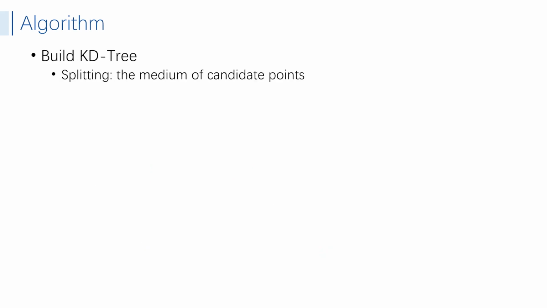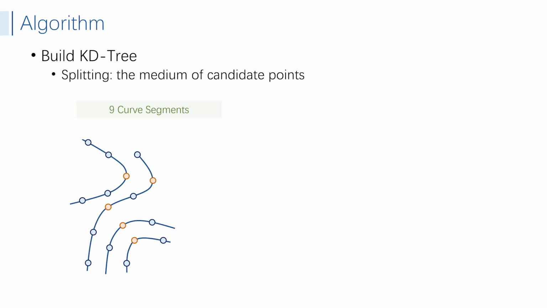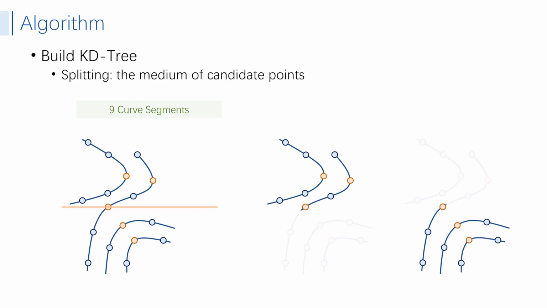For the second step, we build a KD-tree based on curve segments. The splitting is simple, just like a traditional KD-tree, but we focus on candidate points here, since candidate points are better to represent curve segments. First, we pick the dimension of highest variance, like a traditional KD-tree. Then, we divide the data into two pieces by the median position of candidate points. Although sometimes the median position is not the best strategy for online query performance, in most cases it is close to the best performance with a faster tree construction speed.